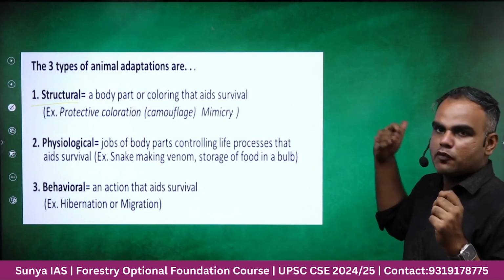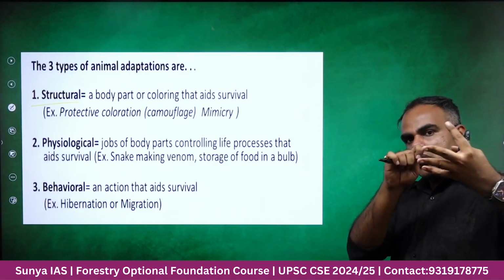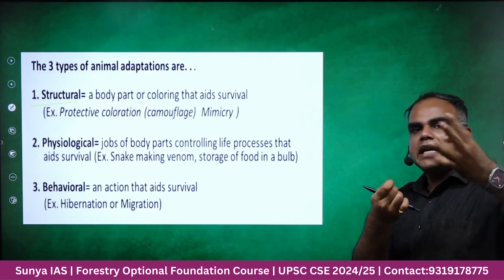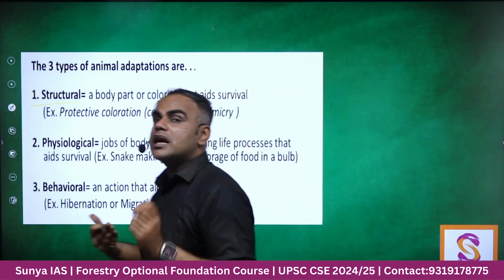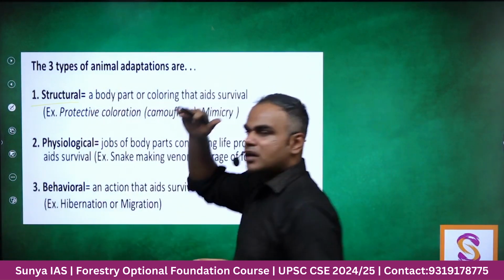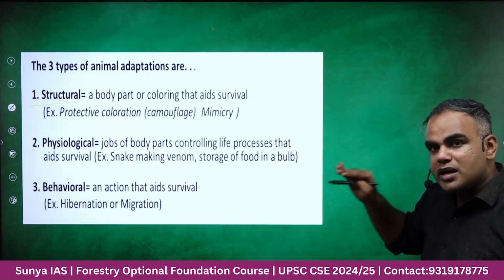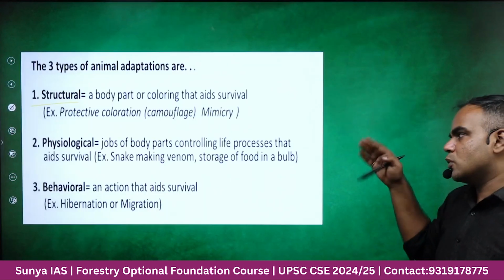You can think of camouflage. Let's say you have green colored shrubs, and the insect can camouflage itself to protect itself from getting killed. This is also done by the army to not get caught. So camouflage, etc. One is structural level adaptation, one is physiological, and one is behavioral. And there are 4 terms: regulate, conform, migrate, suspend. I'll quickly go through them.